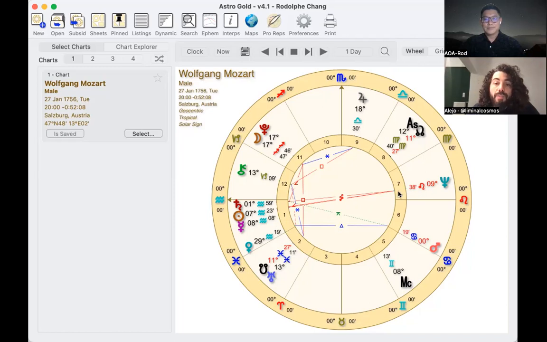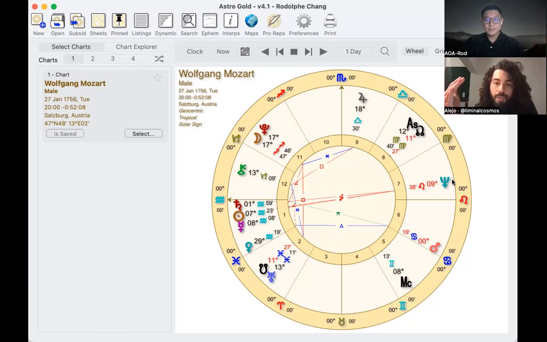Now, because we have an orb of 8 degrees also, we can go all the way up from 8 degrees of Aquarius. We add another 8 degrees. So this takes us to 16 degrees of Aquarius. So all the way from 8 degrees of Aquarius to 16 degrees of Aquarius, if there's a planet there, we would have an opposition. And also we can go down.